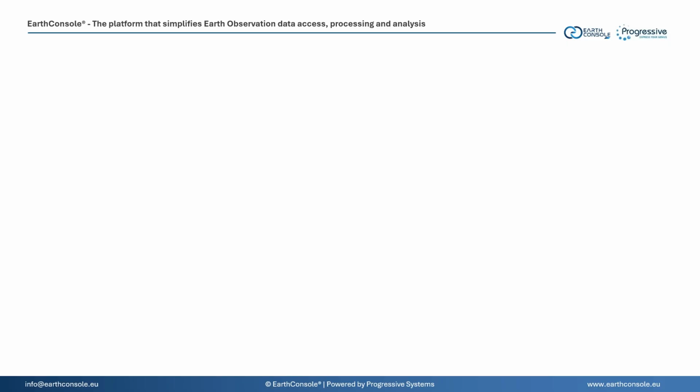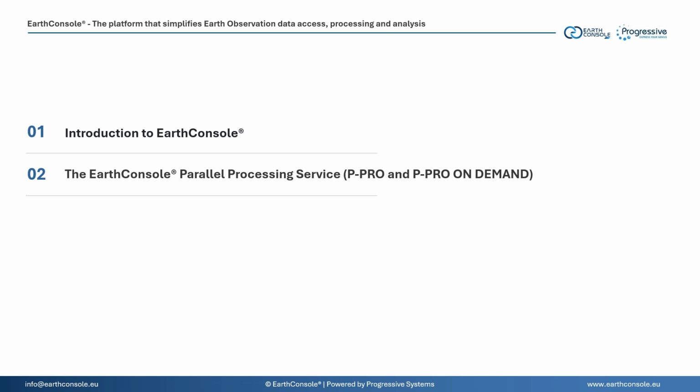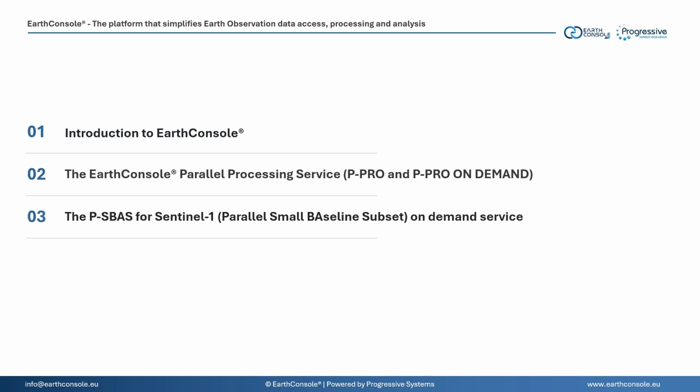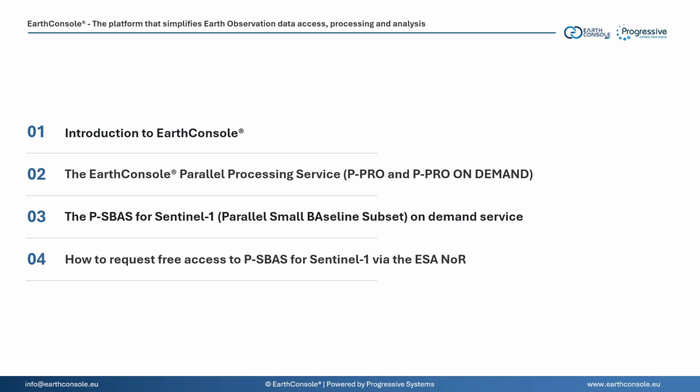This video has 4 parts. We'll start by introducing EarthConsole. Then, we'll dive into the platform's parallel processing service. After that, we'll provide a practical example of how to run processing tasks with the parallel small baseline subset for Sentinel-1 on-demand service, the service hosted on EarthConsole and developed in collaboration with the Italian Institute for the Electromagnetic Sensing of the Environment. And finally, we'll cover how to request free access to the P-SBAS for Sentinel-1 on-demand service via the European Space Agency Network of Resources initiative.